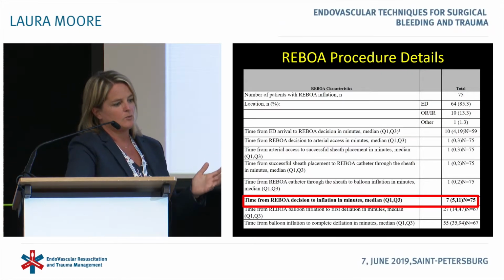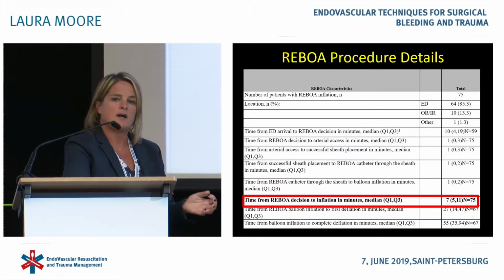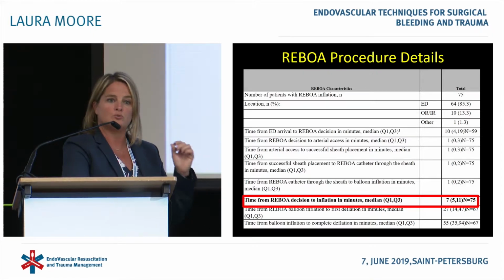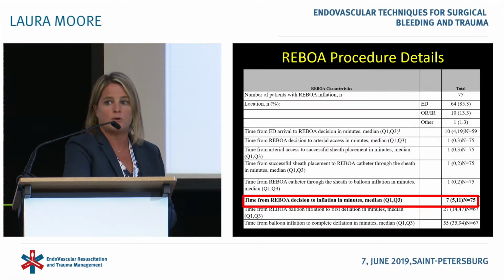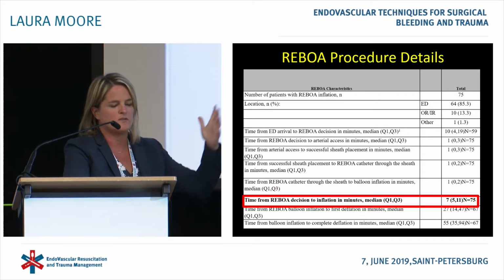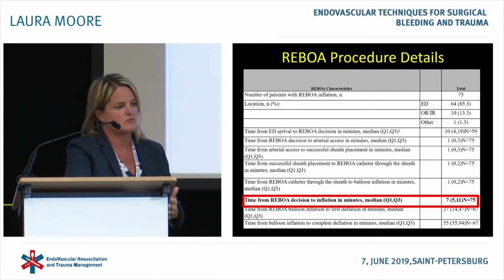The other thing that I thought was really interesting was the time. This is the first time we've had really high quality data, direct observation of how long it actually takes us to do REBOA. From the time the surgeon makes the decision until the balloon is inflated, the median was about 7 minutes. So I think pretty quick times, and in some centers we noticed that it was faster than others. Higher volume centers had faster procedural times than some of the lower volume centers. But again, this is the median across all of the centers.